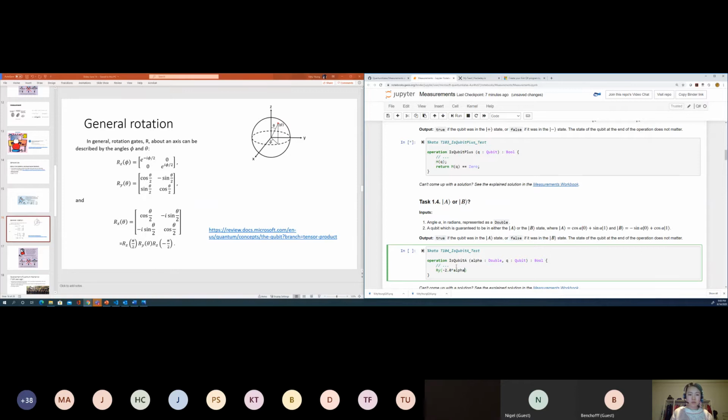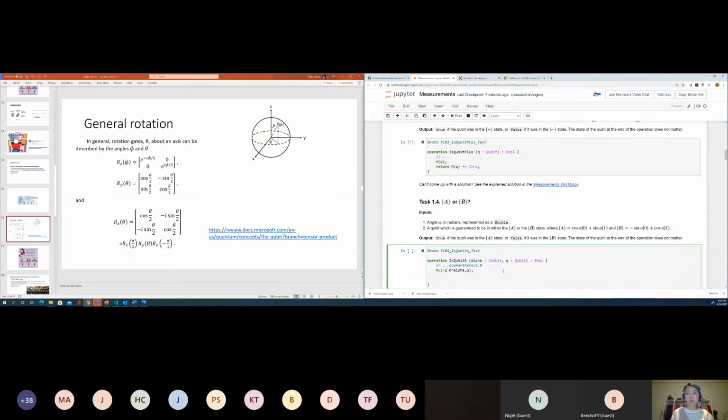Why is there a 2.0? Anyone remember? Last class, we have learned this about the Bloch sphere. And we know the relative locations, angles of theta and phi relative to these axes. So alpha is actually theta divided by 2. That's why we need to have this factor of 2 here.